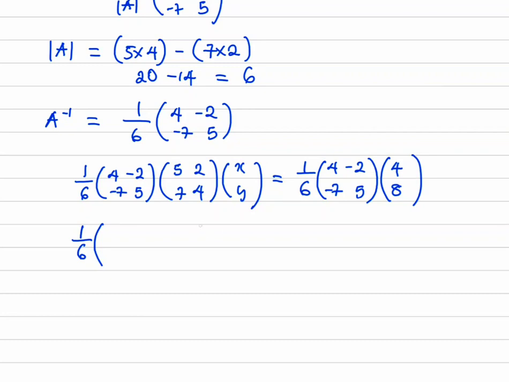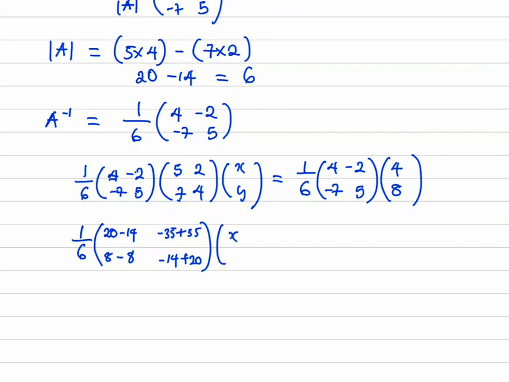Now, this is the multiplication. 4 times 5, 20, minus 2 times 7, minus 14. Then 4 times 2, we have 8. Minus 2 times 4, we have -8. Then we move to the next. -7 times 5, we have -35, then 5 times 7, we are going to have plus 35. Then -7 times 2 is -14. Then 5 times 4, we have plus 20. This is what we are going to have.